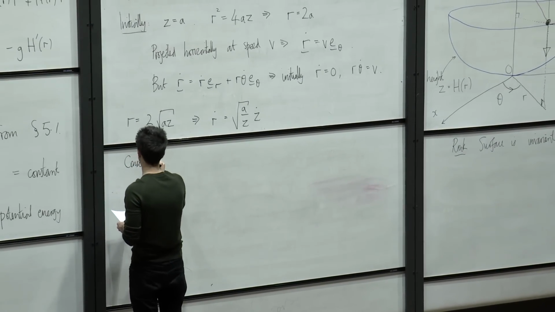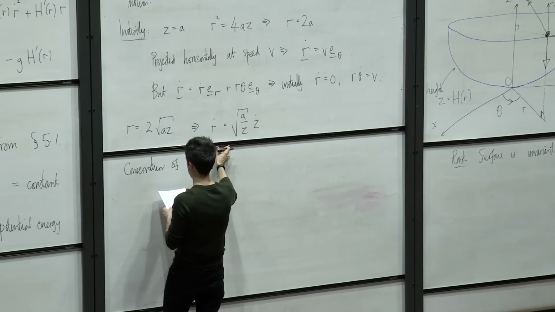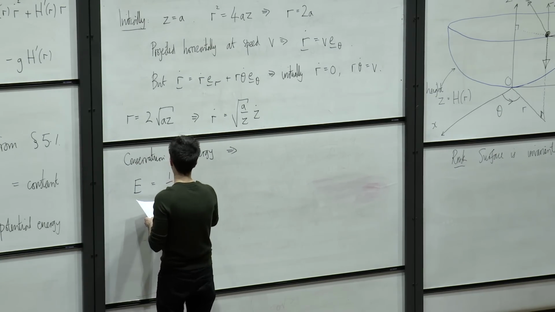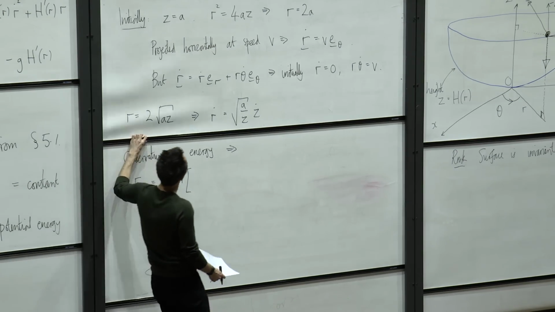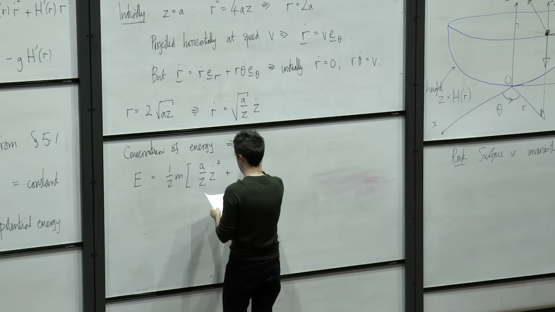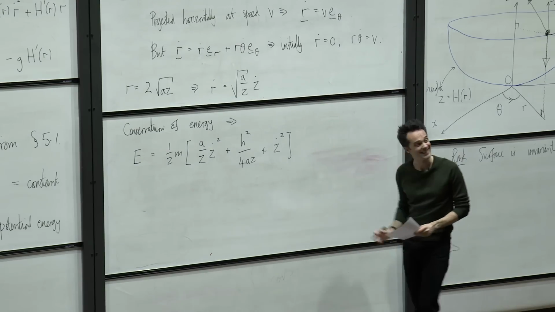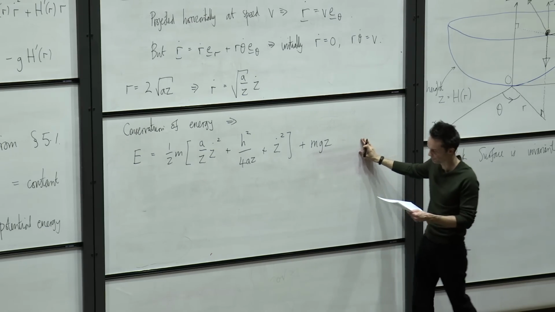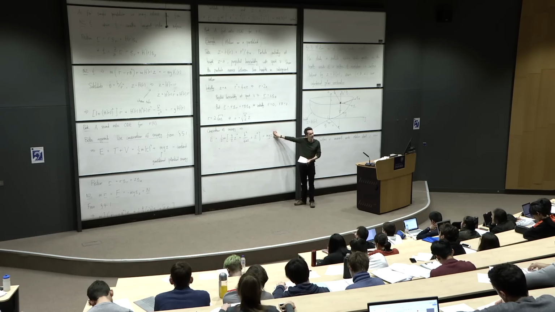And we can substitute all of that into conservation of energy. So conservation of energy implies E is a half times the mass times, for the first term, r dot squared, but I can substitute that: it is a over z, z dot squared, plus h squared over 4az, plus z dot squared. So that's the kinetic energy term, now expressed in terms of z dot. And mgz is the potential energy term. And we know that that's constant. So we can evaluate this at any time that we like, and it's always the same constant.